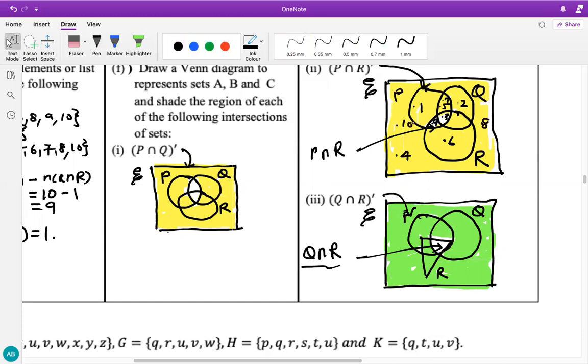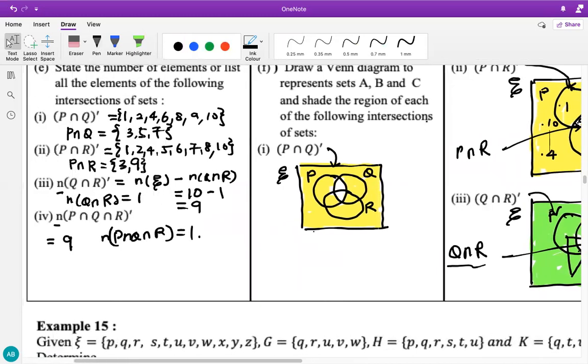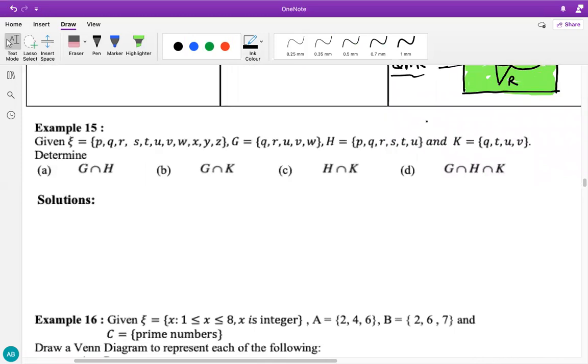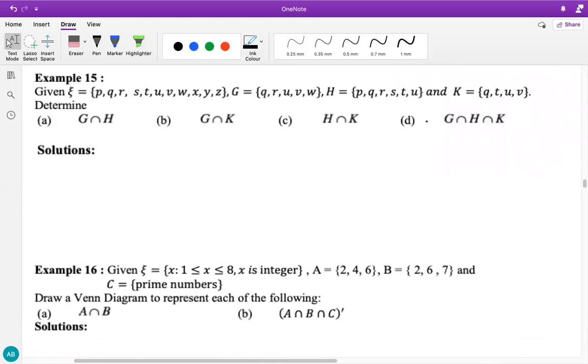Okay. So this is how you shape the area, draw a Venn diagram, and shape the area that represents the intersection of two sets or the complement of the intersection of two sets. I think it's quite clear. So we go to example 15.